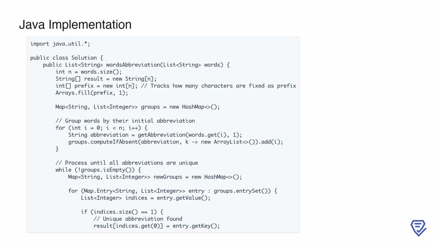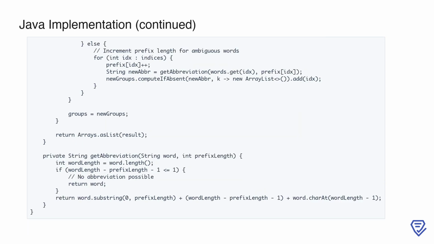Next, we create a groups map to group words by their initial abbreviations. Using a loop, we calculate the abbreviation for each word by calling the getAbbreviation method and group indices of words that share the same abbreviation. At this stage, words with identical abbreviations are grouped together, setting the groundwork for resolving conflicts and ensuring uniqueness. This setup lets us focus on processing ambiguous groups while preserving any unique abbreviations we find along the way.